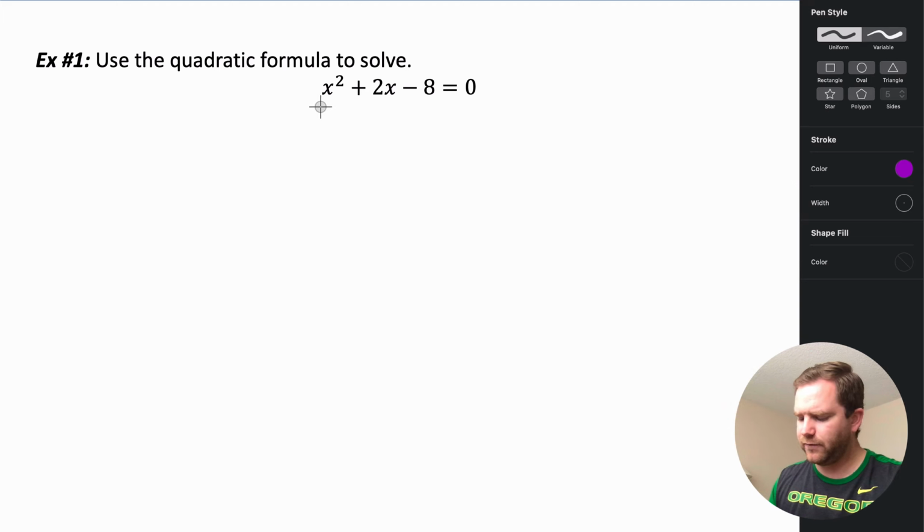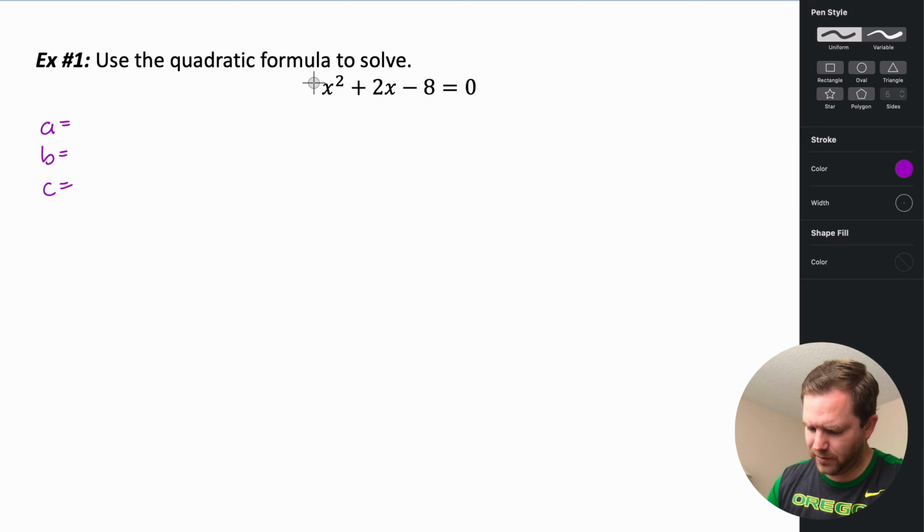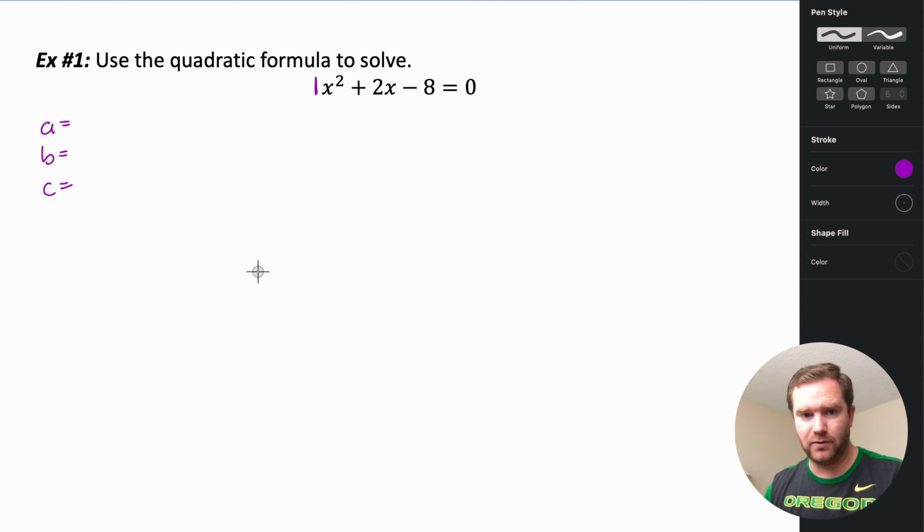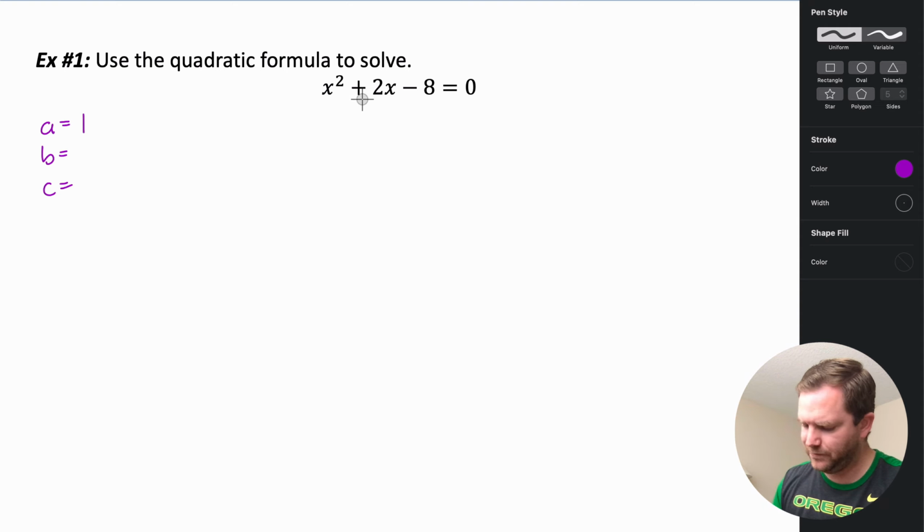So this says use the quadratic formula to solve. The first thing that I like to do is try and identify, first of all, is it in standard form? So is it in the form ax squared plus bx plus c? Yes, it is, which means we are good to go to use the quadratic formula. And then from there, I want to figure out what a, b, and c are, because I'm going to have to use those to solve. So a, remember if there's not a number written, there's an implied 1 as the coefficient. So a is 1, b is 2, and c is negative 8.